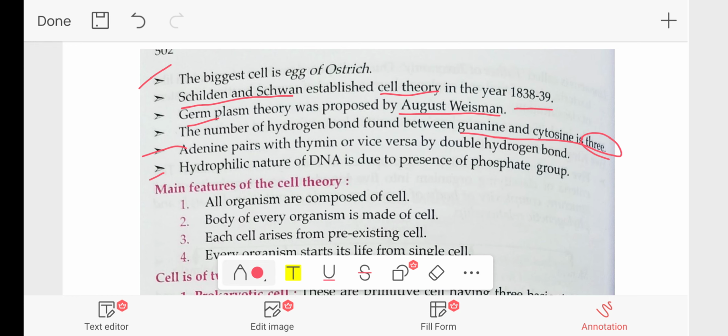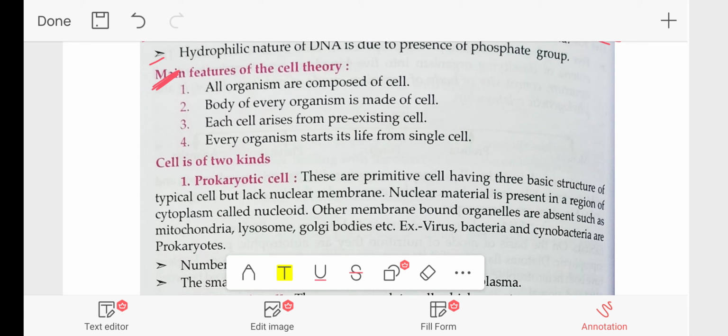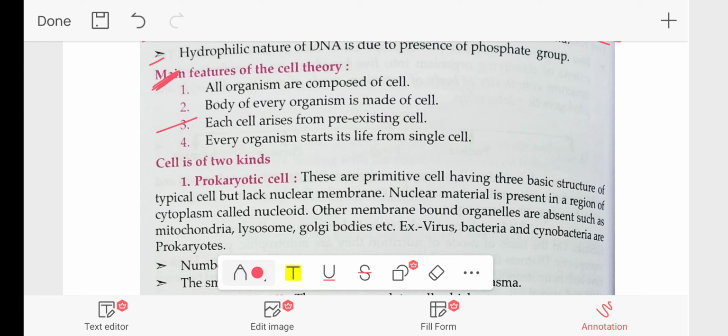Now let's see the main features of the cell theory. First, all organisms are composed of cells. Second, the body of every organism is made of cells. Third, each cell arises from a pre-existing cell. And fourth, every organism starts its life from a single cell. Cell is of two kinds, prokaryotic cell and eukaryotic cell.